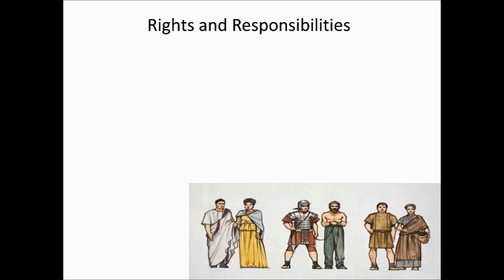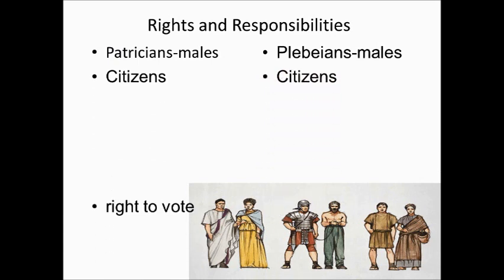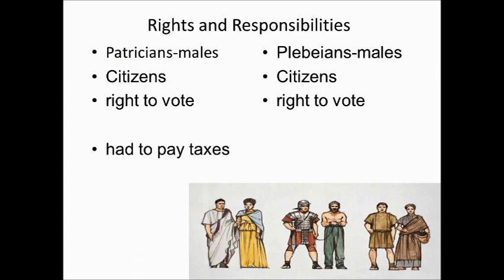All right, so what were the rights and responsibilities of both patricians and plebeians? First off, I want you to realize that these only applied to males. Patrician males and plebeian males, and women had very little rights. They were supposed to be under the authority of either their father or their husband if they were married, for females. But patrician males and plebeian males were expected to be called citizens and to do their civic duty. They were expected to vote.